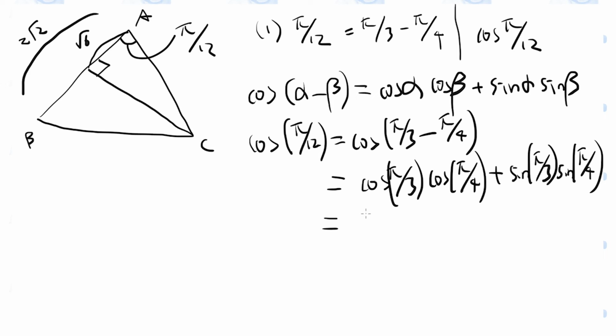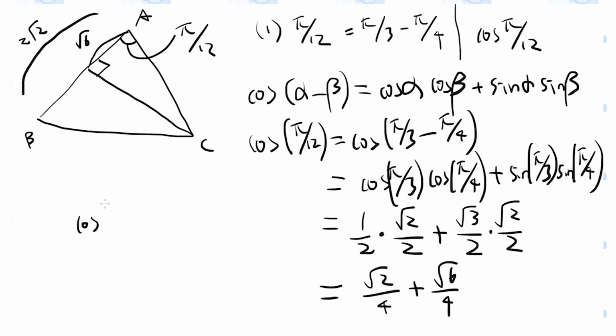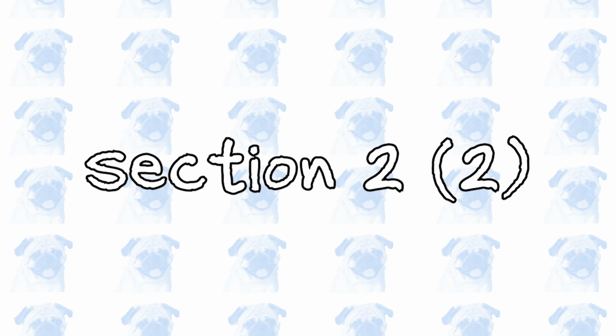Cosine pi over 3 is 1/2, cosine pi over 4 is root 2 over 2, sine pi over 3 is root 3 over 2 and sine pi over 4 is root 2 over 2. Cosine pi over 12 is root 6 plus root 2 over 4.